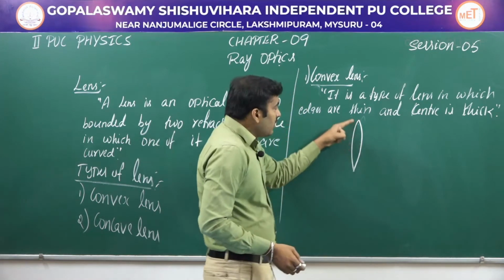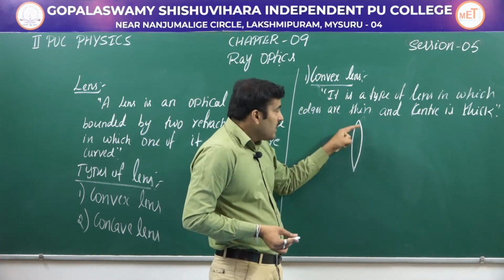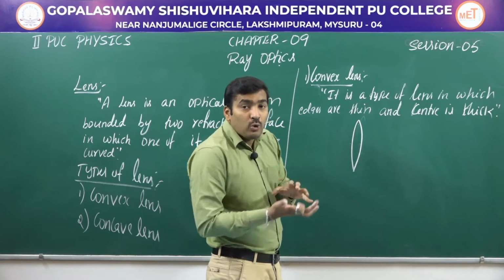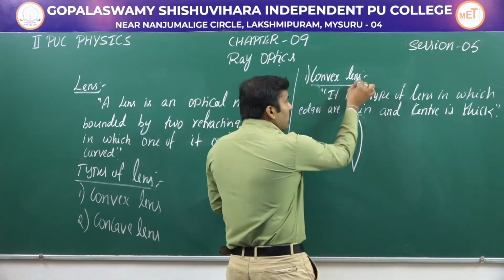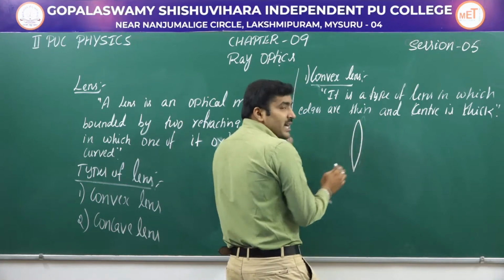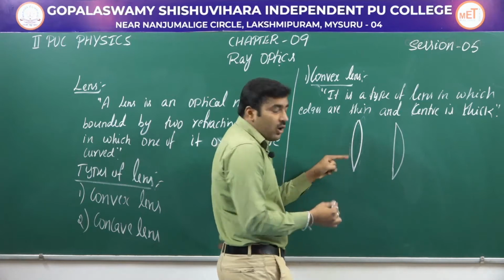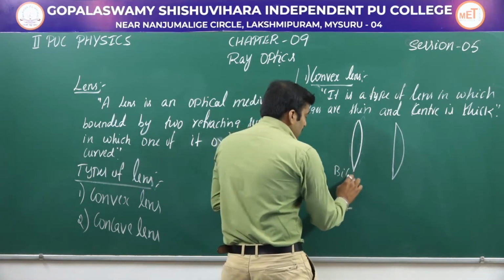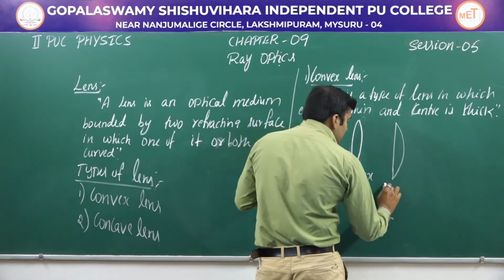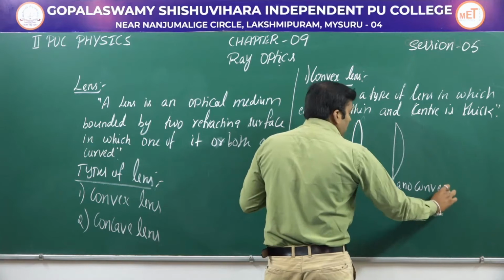Okay, so why is it called convex? Convex means it is bulged outwards. The spherical surface is bulged outwards. So that is why this is called a convex surface. So both the surfaces are convex as they are bulged outwards. This one is called a biconvex lens, and this is called a plano-convex lens. Okay, this is a plano-convex.